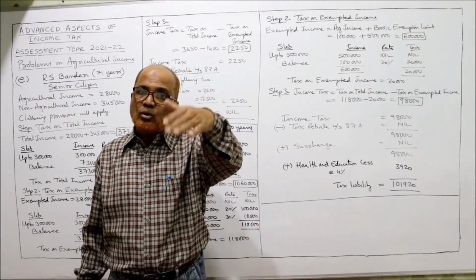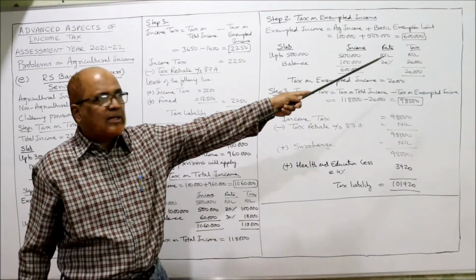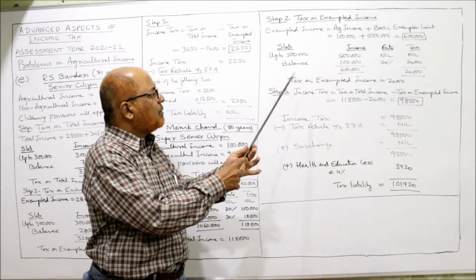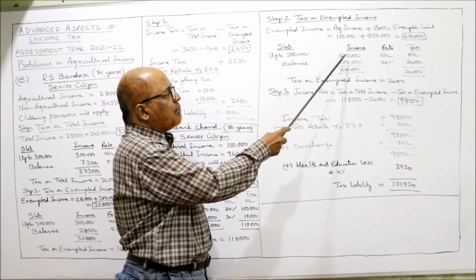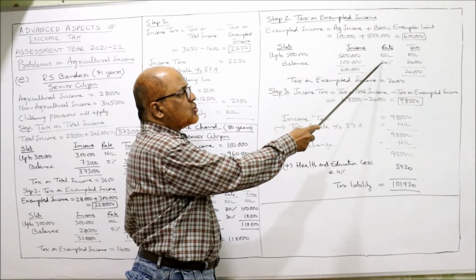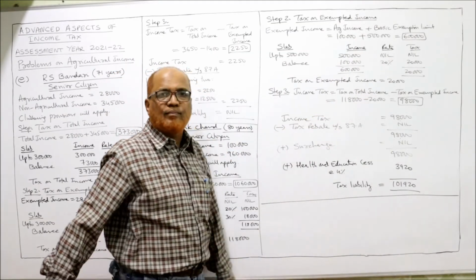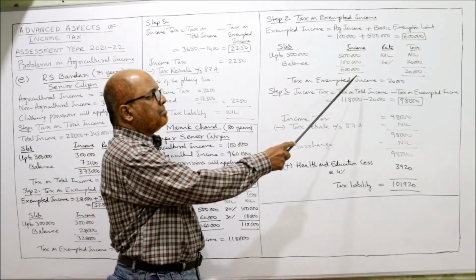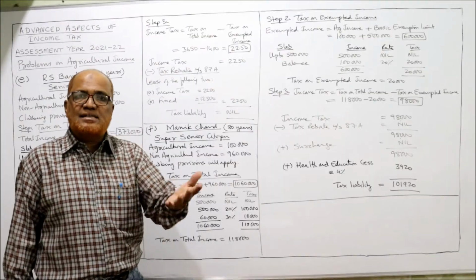The next slab goes from 5 lakh 1 to 10 lakhs. But is our income up to 10 lakh? No. Here income is only 6 lakh. So that's why I am taking balance. So 6 lakh minus 5 lakh, 1 lakh rupees. On this 20% is the rate of tax, 20,000. So 20,000 is the tax on exempted income.